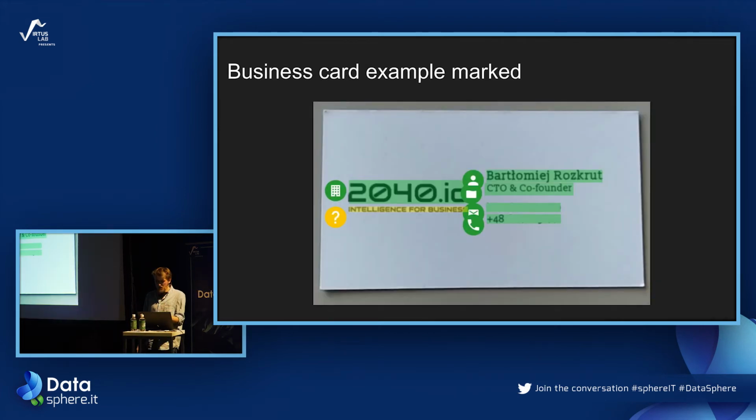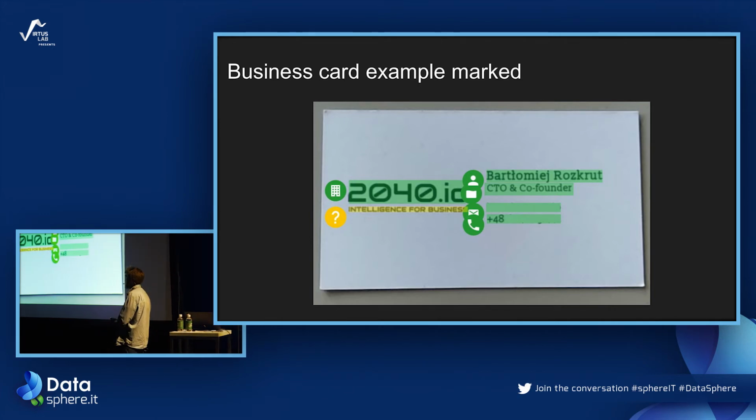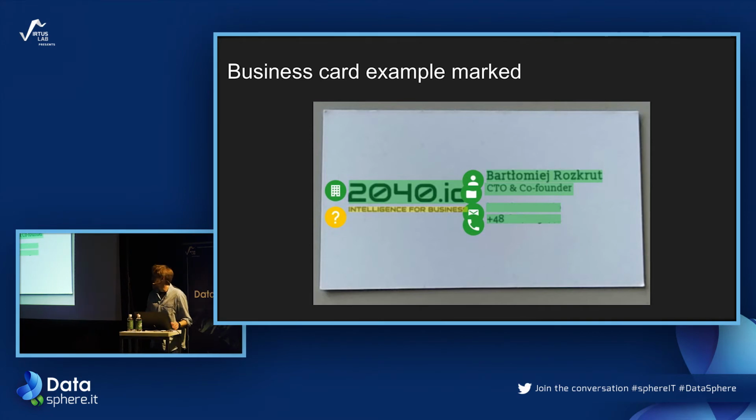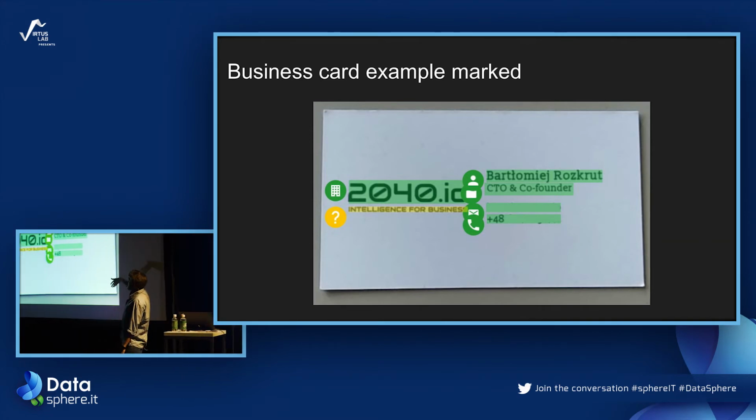Okay, so if we remember my CTO's business card, that's the output we would get on the phone. So there are pictograms which are assigned to each class. On the left, we have 2040IO, which is the name of the company, and strangely enough, it is assigned to the class of organization. There is a motto at the bottom. We didn't have any class for classifying mottos, but all of the information on the right is also correctly assigned.